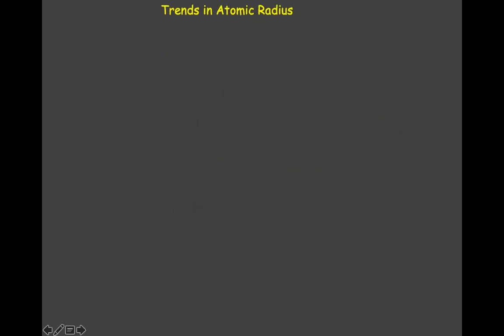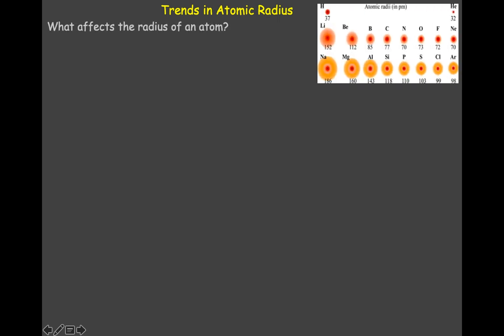So anyway, how does this work in the table? What are our trends? Is there a relationship between the atomic radius of an element and its position? The first thing we want to do is take a look at what actually affects the radius of an atom. We know we have a nucleus in the middle, and we know we have an electron somewhere out here. But what affects that distance, that radius out to the outer edge?